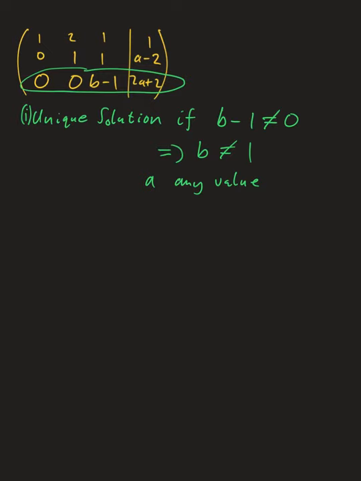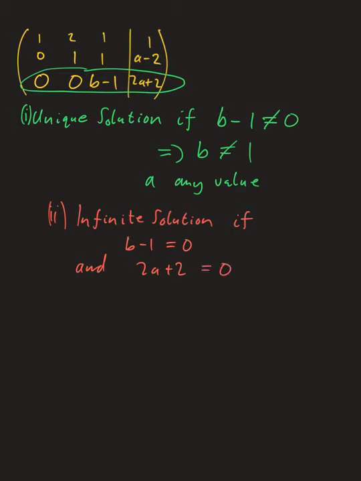Part 2 asks, when do we have an infinite number of solutions? Well, for that I need a whole row of zeros. So I need infinite solutions if B minus 1 is equal to 0 and 2A plus 2 is also equal to 0. That's how I get my row of all zeros that lets me take a free variable and get the infinite set of solutions. So B minus 1 is 0 means that B is equal to 1, and 2A plus 2 is 0 means that A is equal to minus 1.